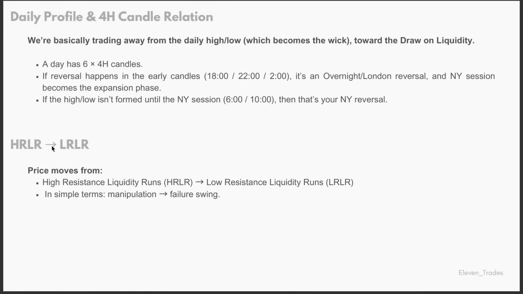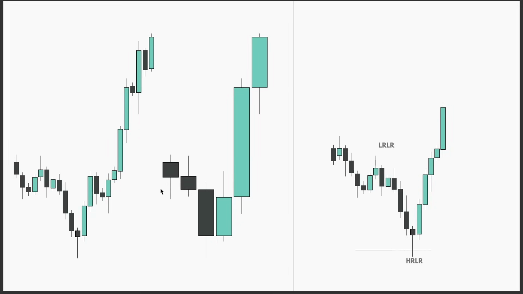High resistance liquidity run and low resistance liquidity run. The market is always trading from a high resistance liquidity run towards a low resistance liquidity run. Here you can see the schematics of that candle. We have the opening price, then trading lower, closing above, that V-shaped recovery reversal at 18:00, 22:00, 2 a.m., and now the New York session candles are expanding higher. The market is trading from a high resistance liquidity run towards a low resistance liquidity run.